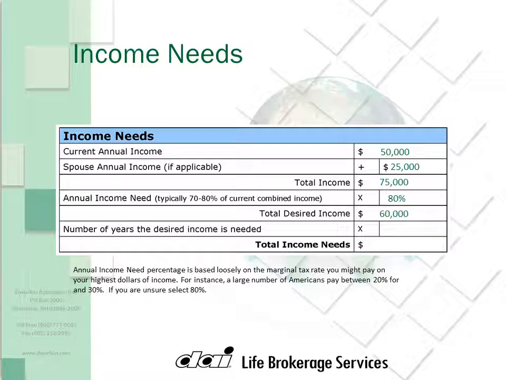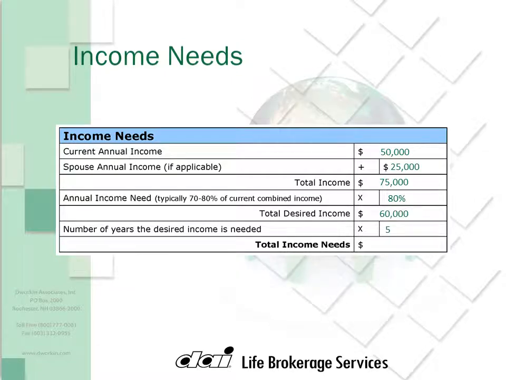Select the number of years their surviving spouse or beneficiary may need the proposed insured's income. For purposes of this example, the total income needs is $300,000.